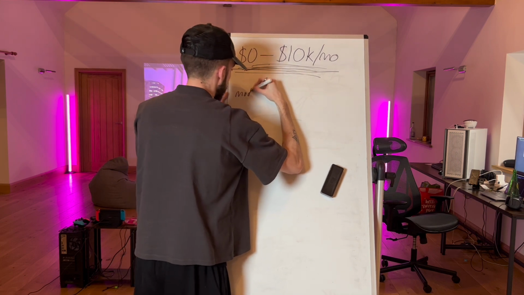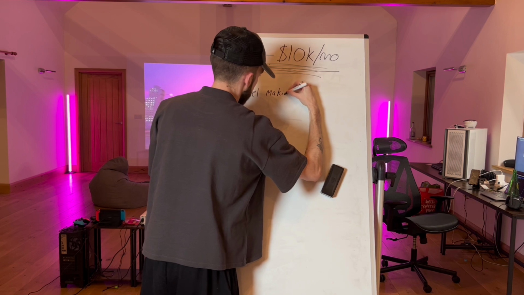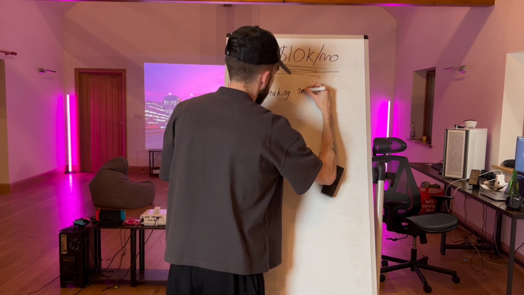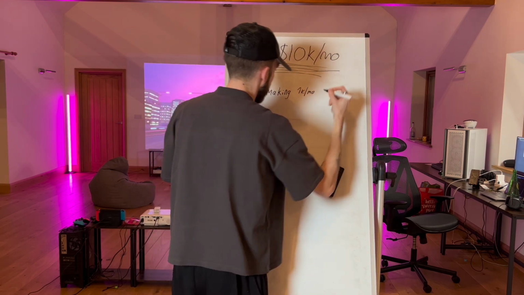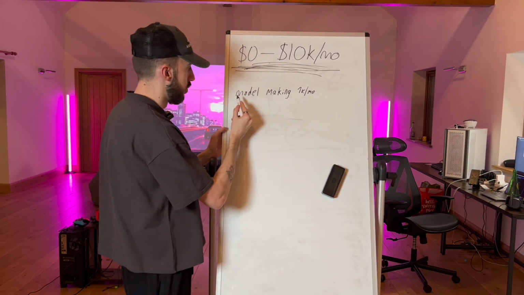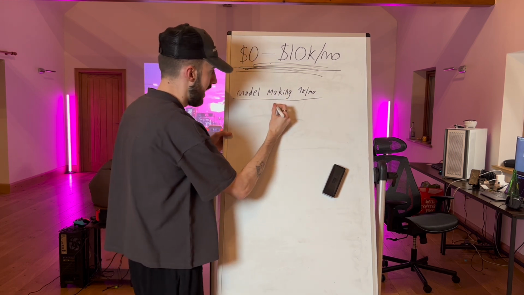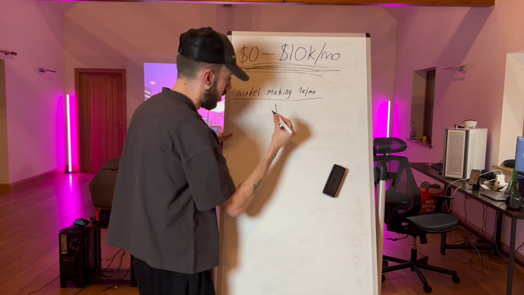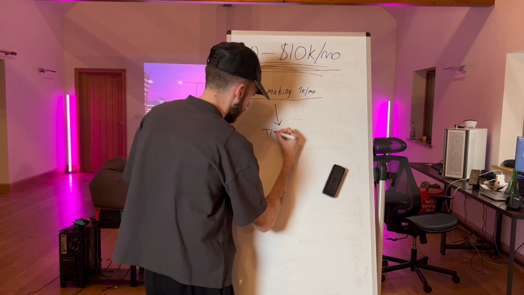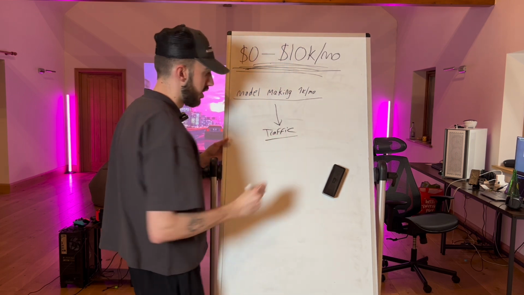So model making 1K a month, right? You're in her DMs, you're at the point, you've dug some inefficiencies, you think that this is the main inefficiency. And the main inefficiency related to that is traffic, right? She can't get any traffic.